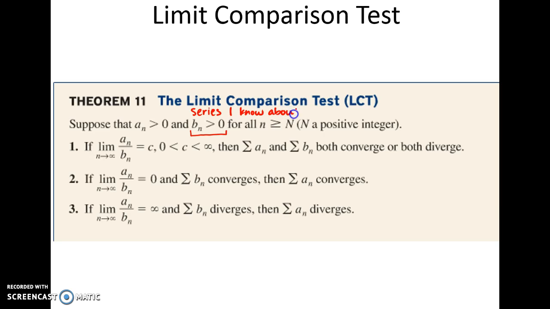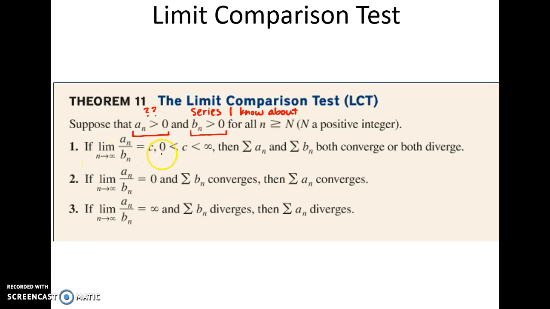I know whether it converges or diverges. And A sub n is going to be a series I have questions about. So what you do is you say, okay, I've got a series I know about. I've got another series that I'm questioning. You make a ratio out of those two series, the nth term of those two series. You take the limit as n goes to infinity.